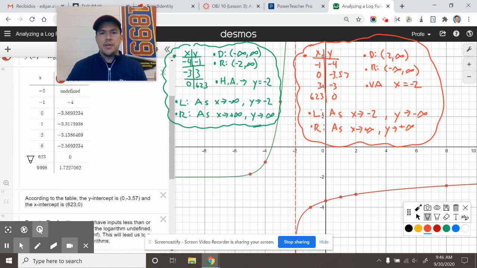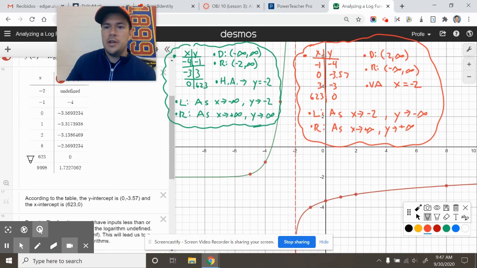So here's a full comparison. And I mistakenly said that the y-intercept was 0, -4. It's 0, -3.57. Thus, you can see that it's the inverse of the x-intercept of the exponential function. You can see that our table is reflected. Now, I will say one thing about logarithmic tables. It's hard to find integer coordinates, so just know that it increases at a very slow rate. For example, I had to jump up to 623 to find the 0. So make note of that. Be patient. Try to evaluate logarithms.